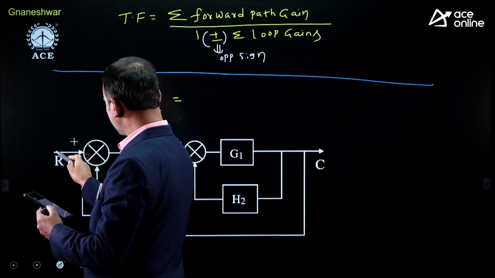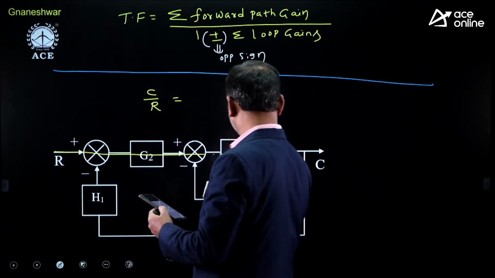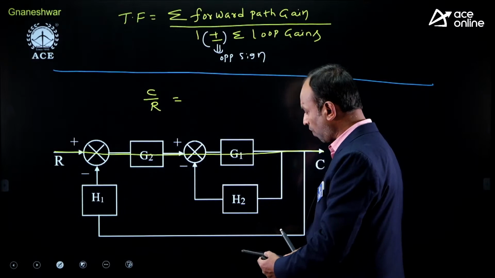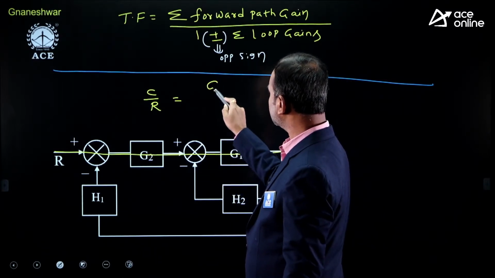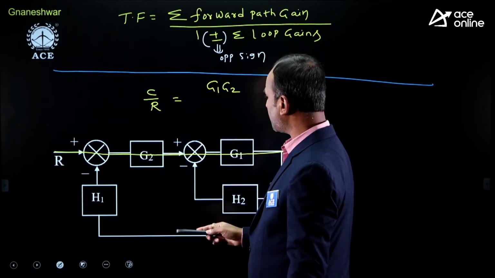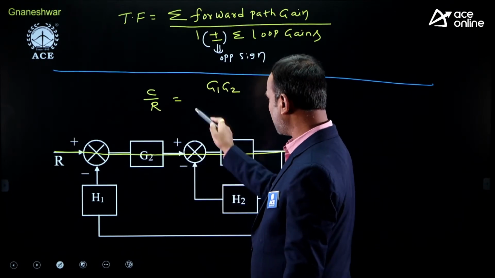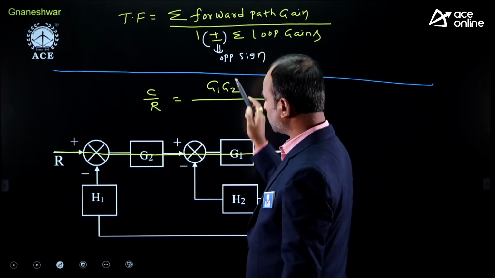Now here, this is the input. From input to output is called the forward path. What is the forward path here? We can write G1, G2. The forward path is G1, G2. Only one forward path we have.